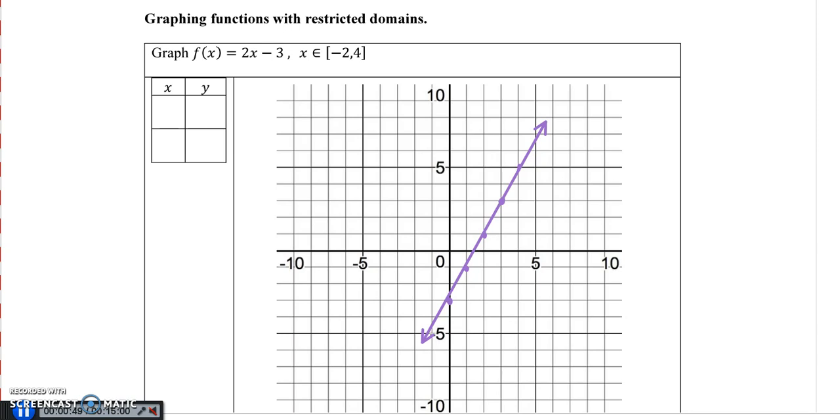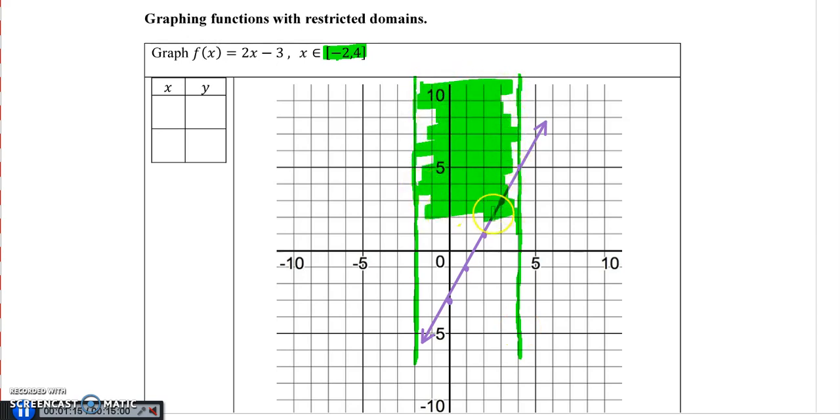But in this case, we only want to look at part of this line. Well, what part do we want to look at? We want the part that goes between x of -2 and x of 4. That's always the domain. You can see here, the only part we want is in between these two green lines. If I highlight that green, it's going to be this part here.